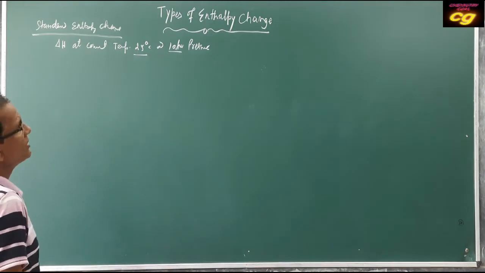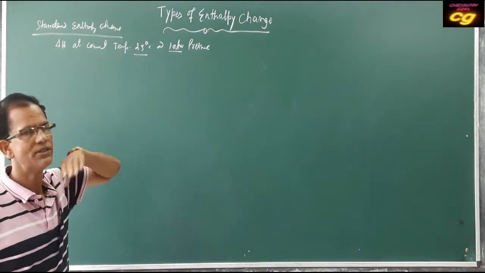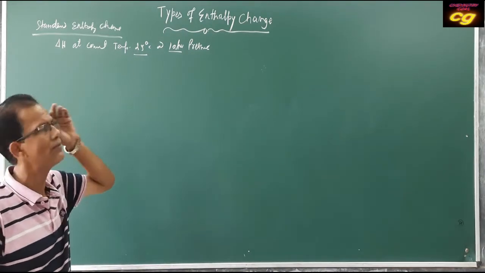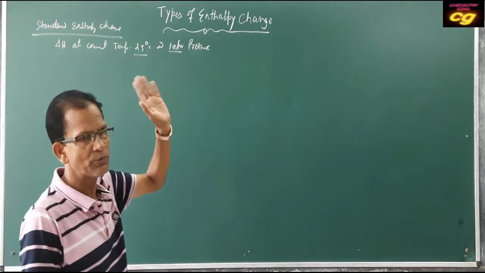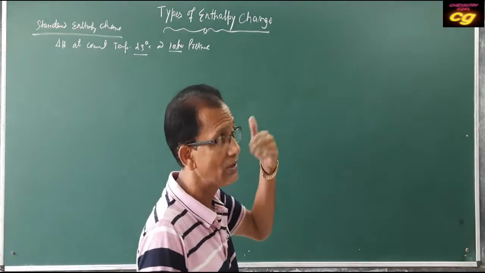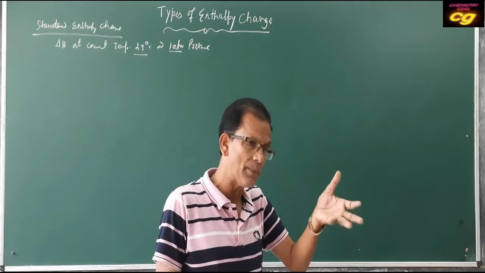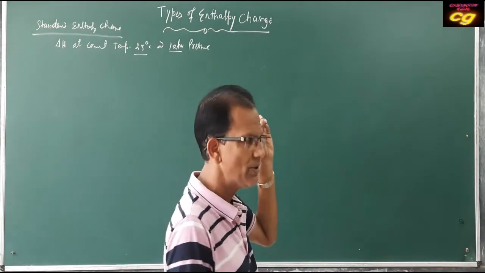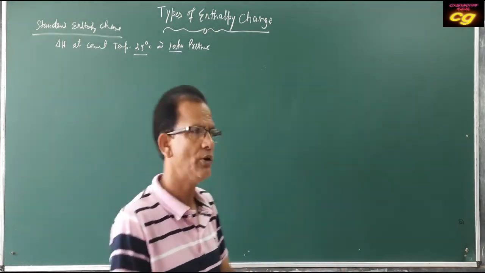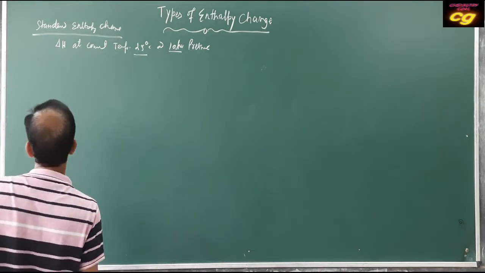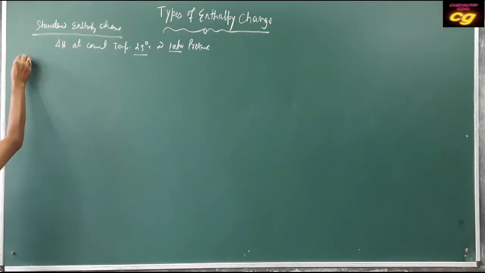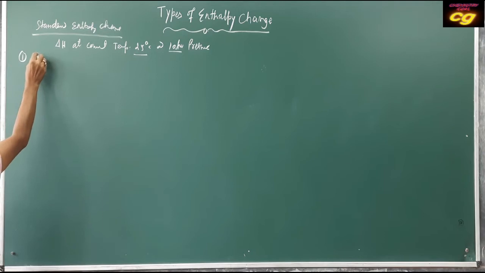So now we discuss different types of enthalpy change, different types of process, whether it is a physical process or chemical process, how the enthalpy change takes place. It may be absorbed, it may be evolved. It may be exothermic or it may be endothermic. So let us discuss. The first enthalpy change is enthalpy of formation.